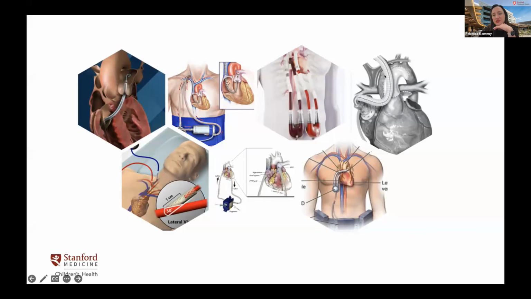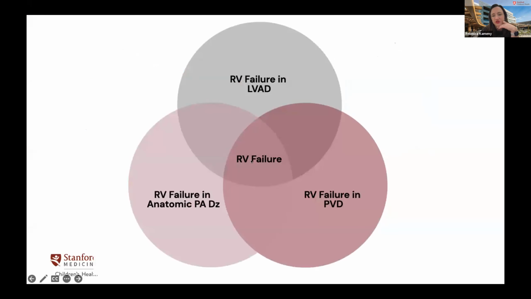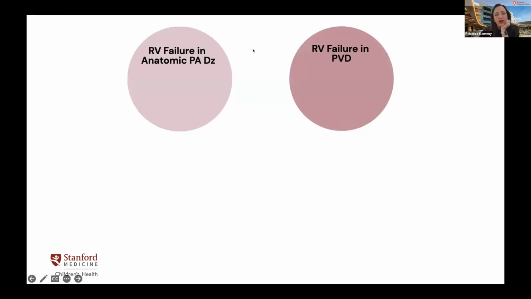So as I was saying, there's lots we could talk about, SVADs, BiVADs, et cetera, but I'm really going to focus on right ventricular failure in a two-ventricle circulation. As I said, RV failure in patients with LVADs is a very interesting topic that I'm not going to spend too much time on today, but perhaps in the discussion we can get to it. But rather, talking about RV failure with anatomic PA disease as our patient has, and as patients with MAPCAs have, or those with PS and other anatomic considerations, or right ventricular failure in pulmonary vascular disease or pulmonary hypertension.